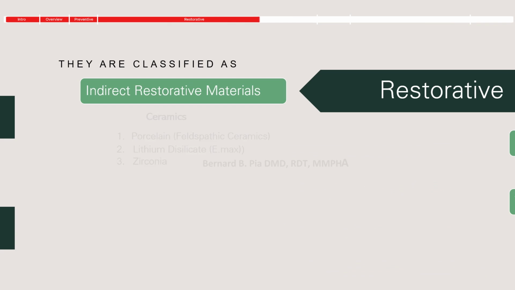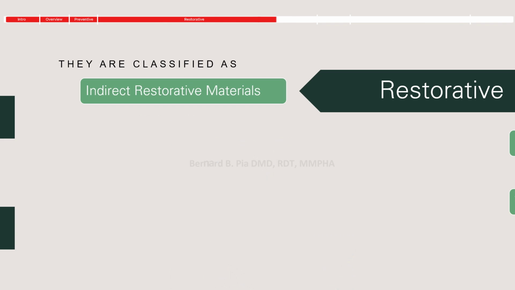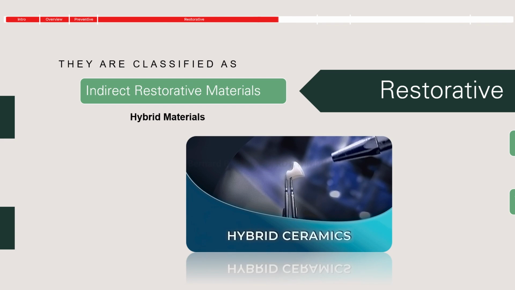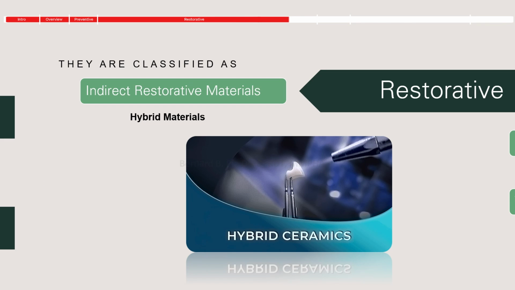Next type of indirect restoration is composite resin. Indirect composite restorations are less common than ceramic or metal restorations. These are made of reinforced resin that can be processed outside the mouth for better control over the final result, then bonded to the tooth. Then we have the hybrid materials. Ceramic resin hybrids combine the strength of ceramics with the flexibility of resin. These materials are used to balance aesthetics, wear resistance, and biocompatibility.